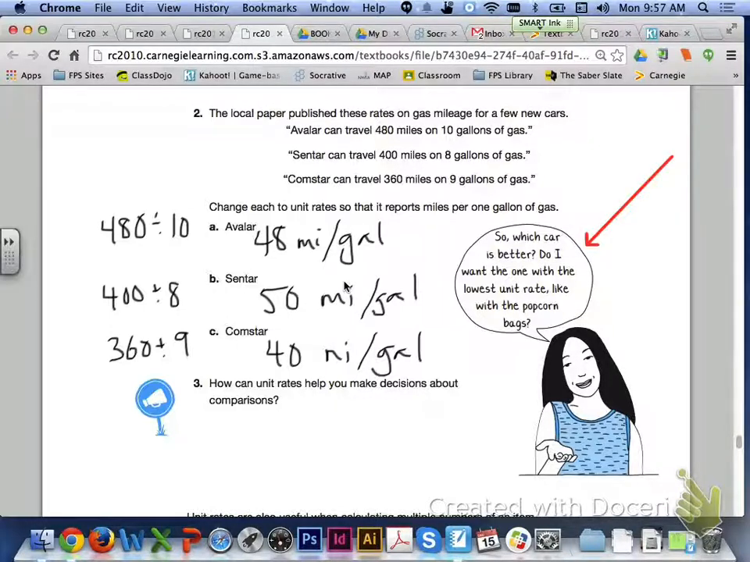So if you look at our word bubble over here, which car is better? Do I want the one with the lowest unit rate, like with the popcorn bags? Not in this case. In this case, you would want to pick the one that is going to travel the farthest per gallon, and that answer would be the Centaur.